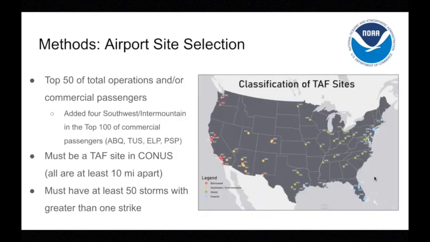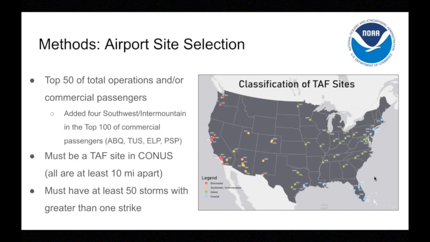As for our airport site selection, we first looked at the list of the top 50 airports for total operations and the top 50 list for commercial passengers, and we combined those two lists into one. There was a fair amount of overlap, so we ended up with roughly 65 or so sites. Then we added 4 more Southwest and Intermountain sites that were in the top 100 of commercial passengers, just so we had more sites in the Southwest, since that was a main area of focus for us. Those were Albuquerque, Tucson, El Paso, and Palm Springs.